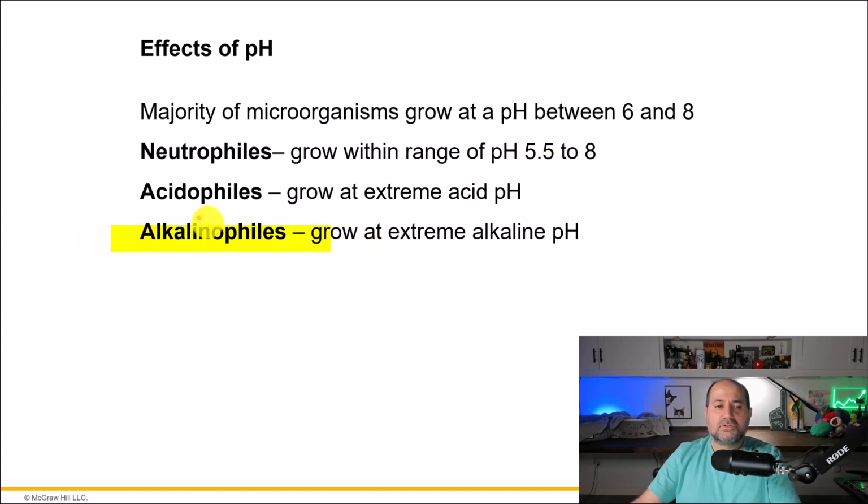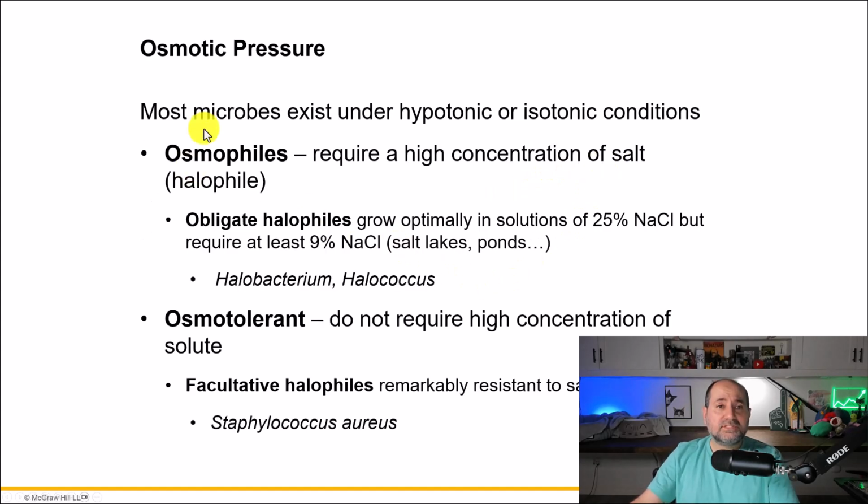Alkalinophiles, by the way, another word for alkaline is base. So these enjoy basic environments. Alkalinophiles grow best in alkaline pH, so higher than 8. Now, some microbes can withstand osmotic pressure. I told you what osmotic pressure was earlier in the chapter. Remember, water is either rushing into the cell or rushing out of the cell because of tonicity. Well, osmophiles are organisms that require a high solute concentration.